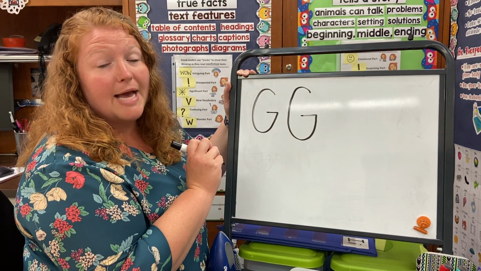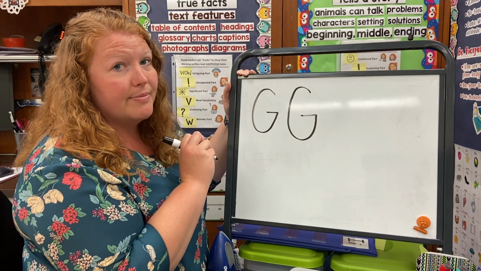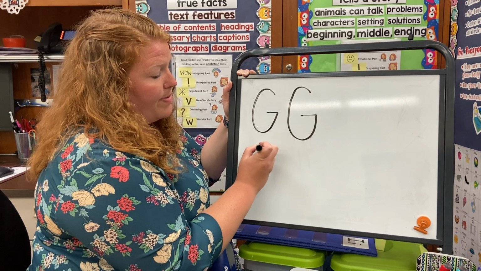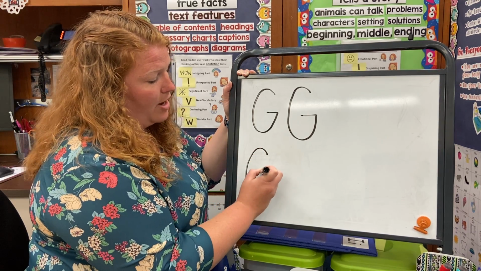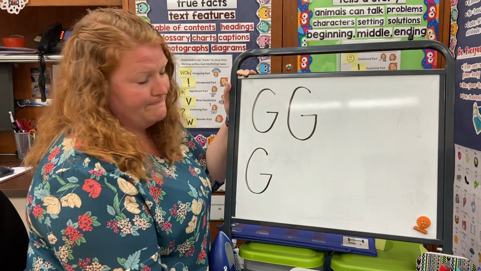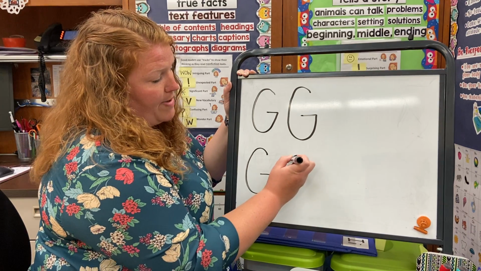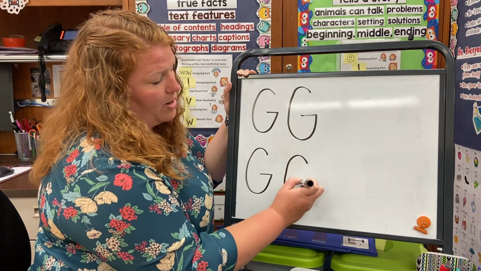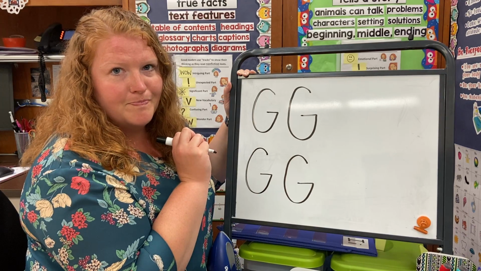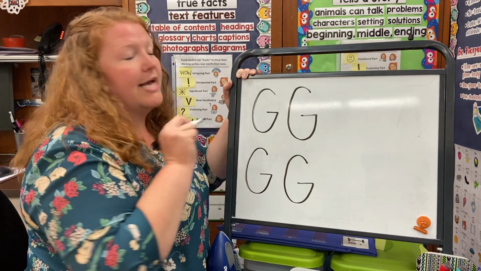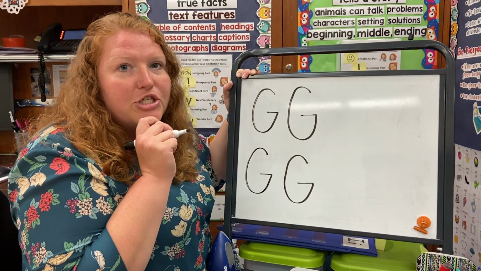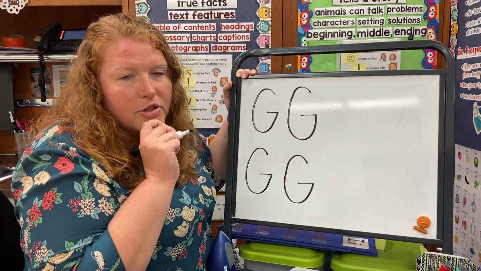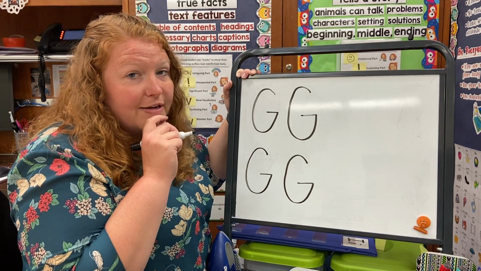We're going to do it again. I want you to try and say what I'm saying. Ready? Pull back, around, across, G. Last time. Pull back, around, across, G. That is the uppercase letter G. Now let's do our lowercase letter. Our lowercase letter is different.